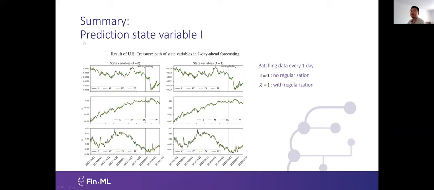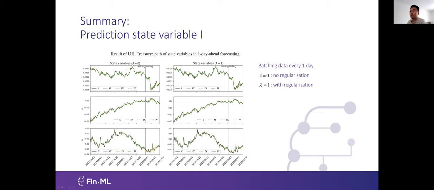Here I'm going to show the prediction results. The first is the state variable. The three components I denoted by L, S, and C, which stand for X1, X2, and X3. This shows the 1 day ahead forecasting. In this training, I batch the data every 1 day, so this equation takes monthly data to predict the next day.